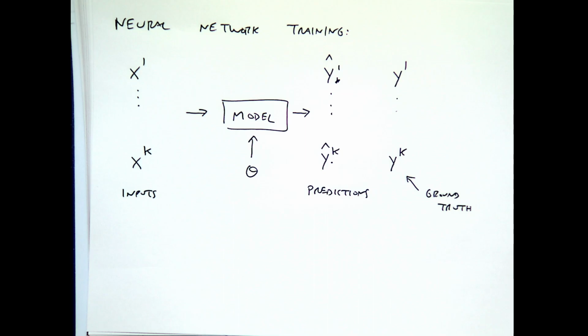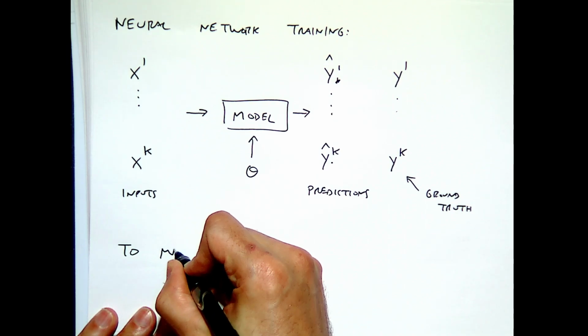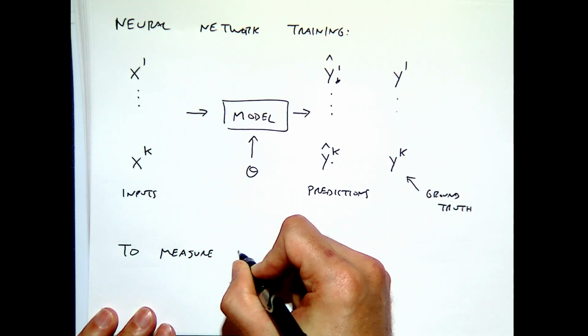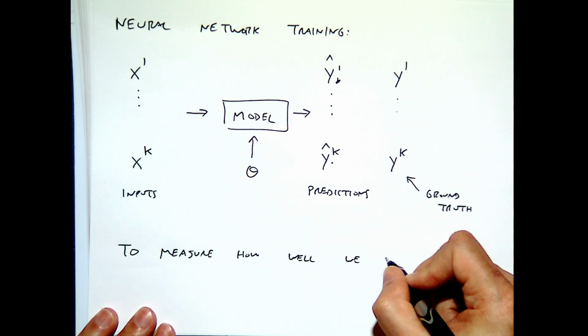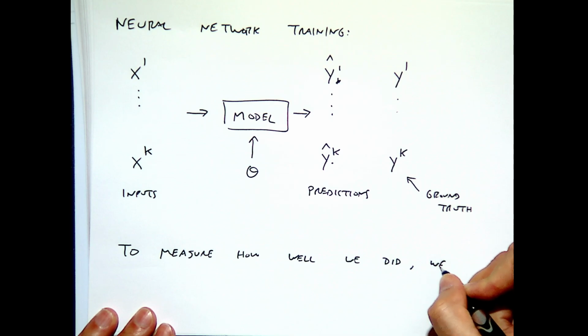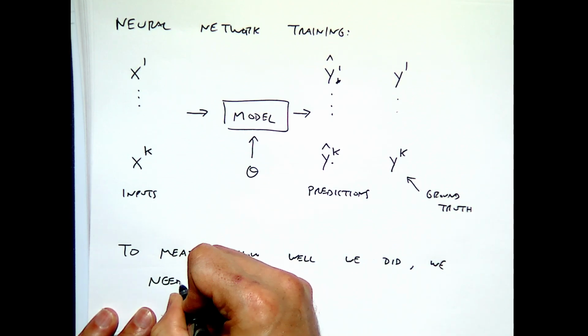Now we need a cost function, a number that tells me how well I did in this matching. So we need this concept of what's called a loss function, to measure how well we did.